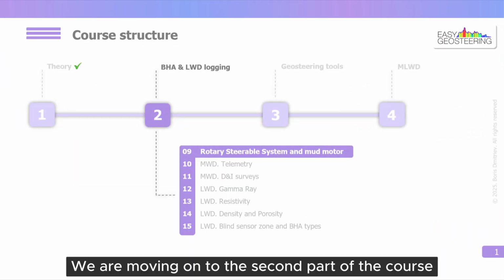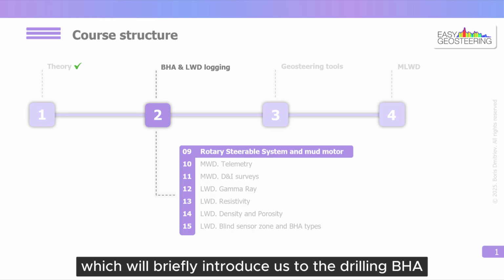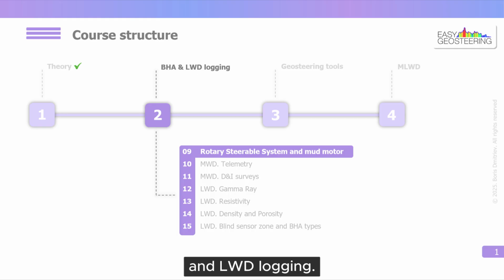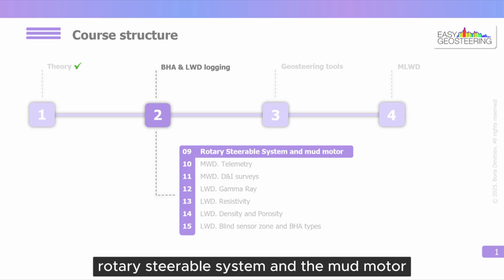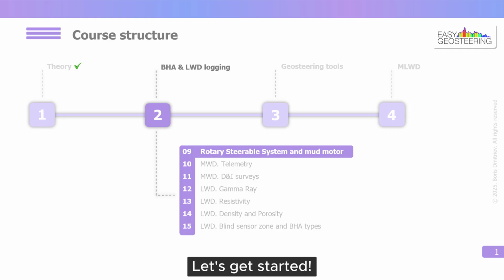We are moving on to the second part of the course, which will briefly introduce us to the drilling BHA and LWD logging. And today we will list main BHA components and explore rotary steerable system and the mud motor from the geosteering perspective. Let's get started.